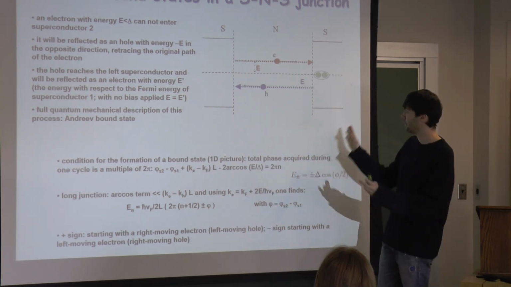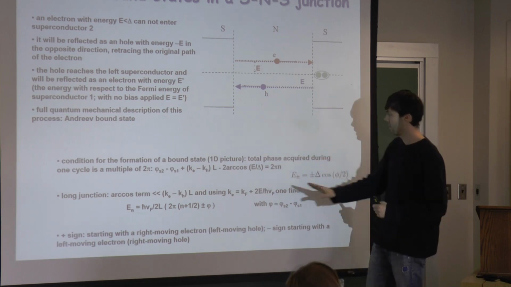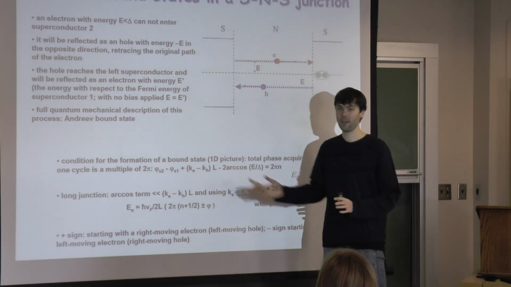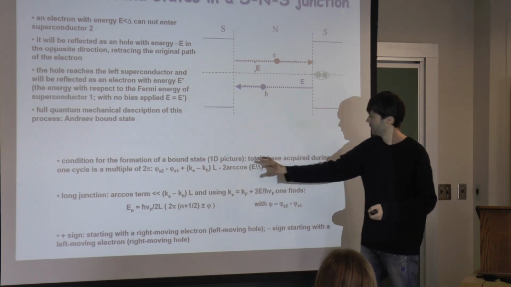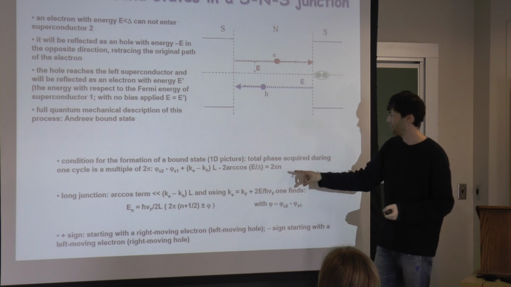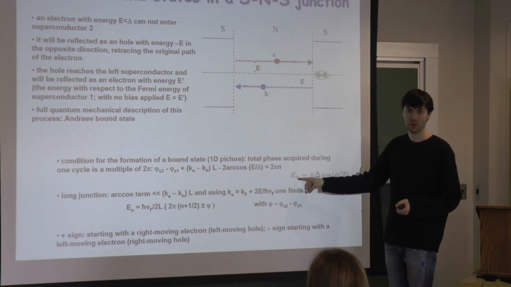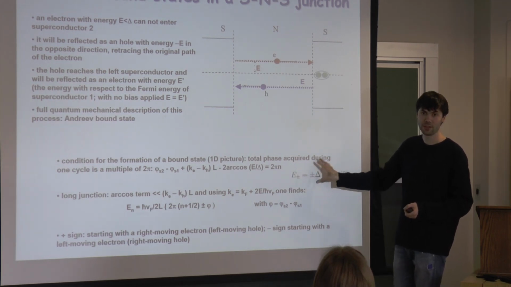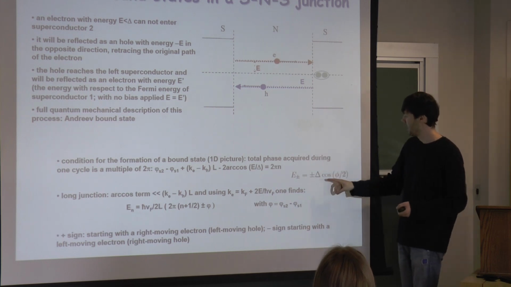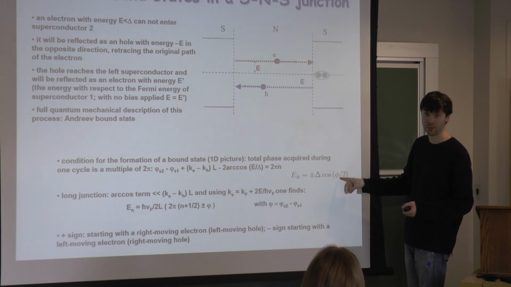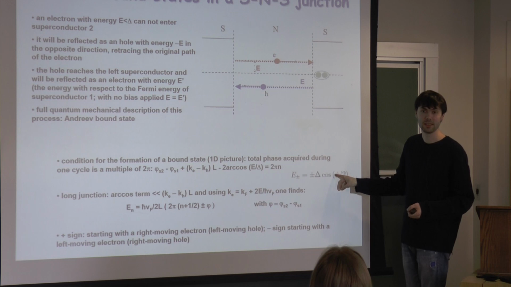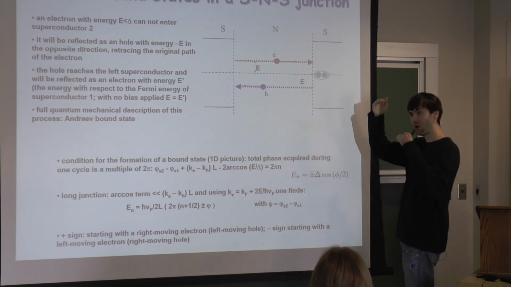So if we are in a fairly short junction, and this term is irrelevant, or if we have perfect particle-hole symmetry, we can also put this to zero and extract energy from here. We will get that the energies of the Andreev bound states in this kind of simplified situation are proportional to the cosine of phase over 2. And again, remember, this phi is a phase difference between the two superconductors, a phase drop across the junction.